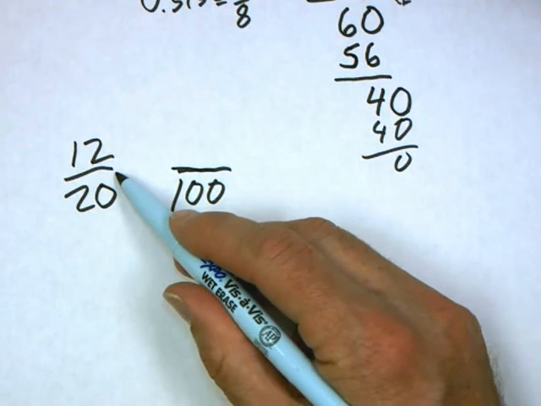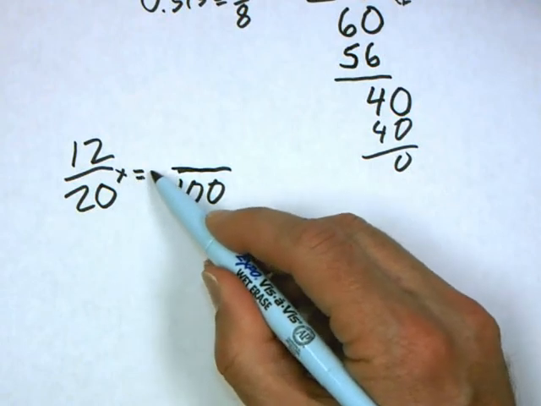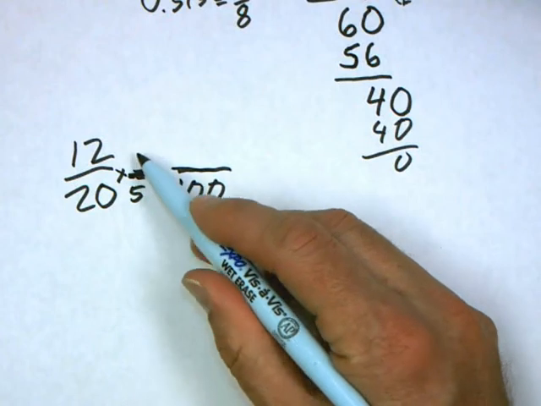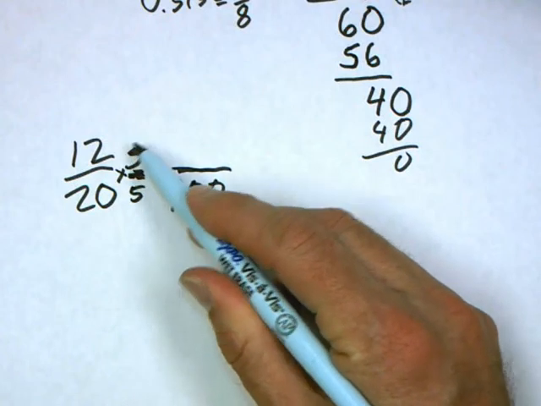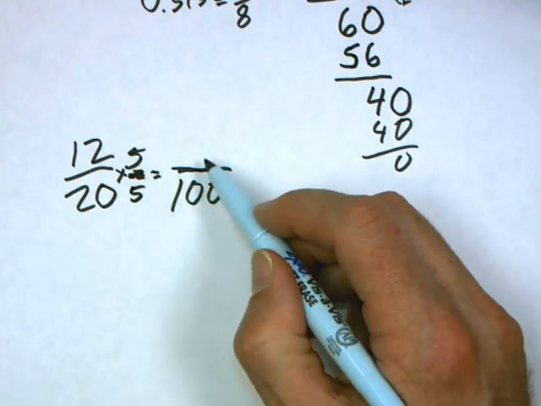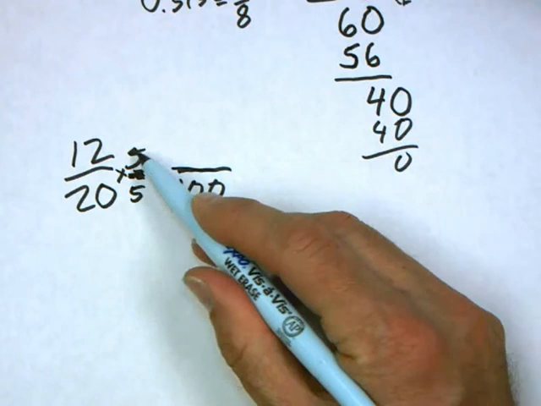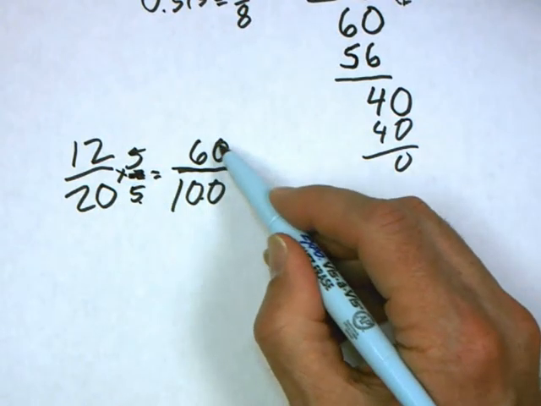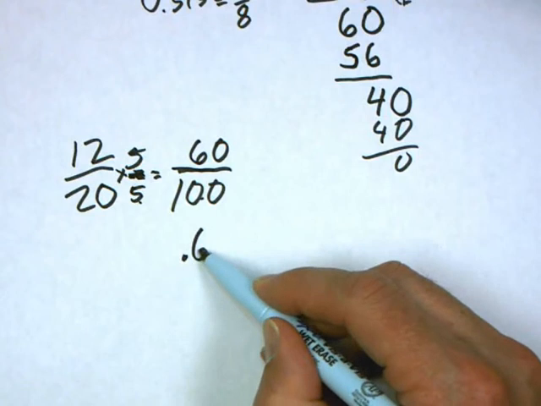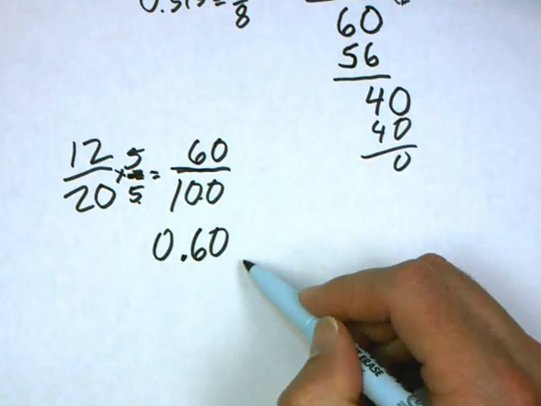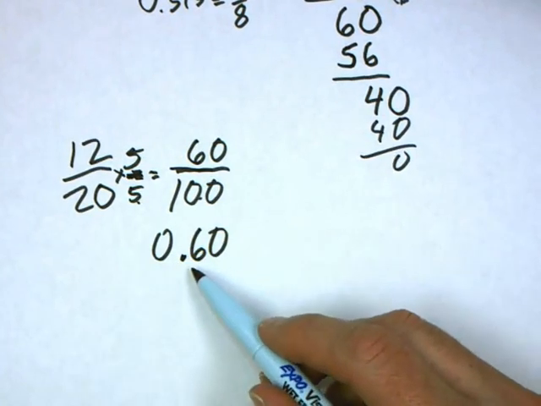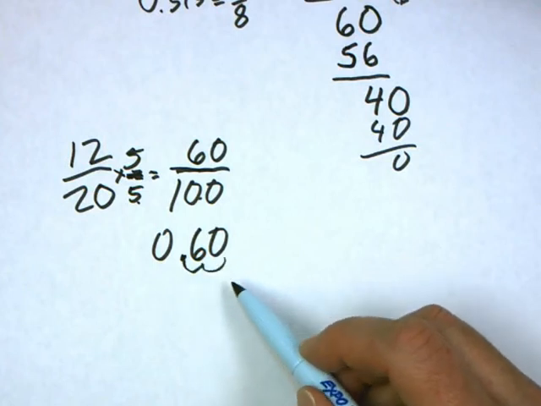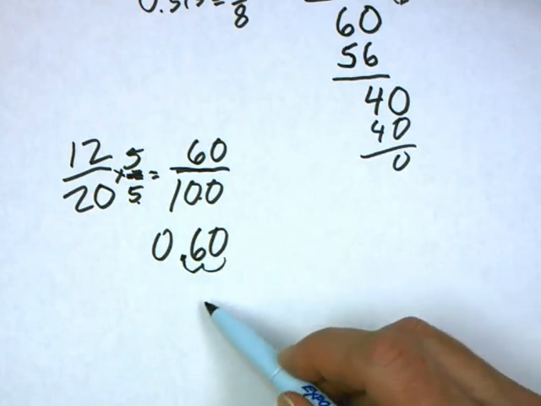I could say, well, how many times does 20 go into 100? 5 times. And if I do the same thing to the numerator, I don't change the value. And I get 20 times 5 is 100, 12 times 5 is 60. So 60 hundredths, that's 0.60, 0 and 60 hundredths. And I kind of threw in percent. Percent is move the decimal to the right. 60 hundredths is percent, means per 100, and that's 60%.